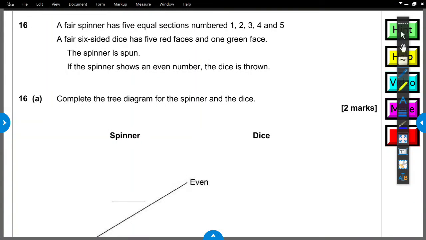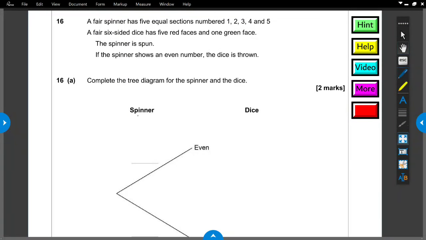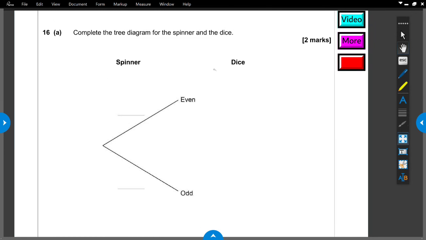Tree diagrams are just an organised way of showing the probabilities of certain events happening. In this case here, there's two events. We spin the spinner and then we throw a dice, depending on what the spinner shows us. Now it says that if the spinner shows an even number, the dice is thrown. That means that if it's odd, it doesn't get thrown.